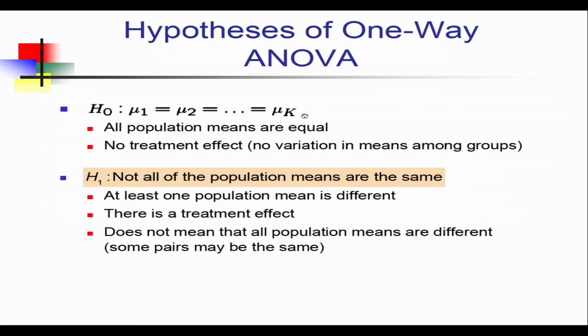Say we have k groups, more than 2, and in the null hypothesis, we assume all the population means are equal. There's no difference among those groups. What's the alternative hypothesis? The alternative hypothesis is not that all population means are different. Actually, it's that not all of the population means are the same. If at least one population mean is different, then we reject the null hypothesis.